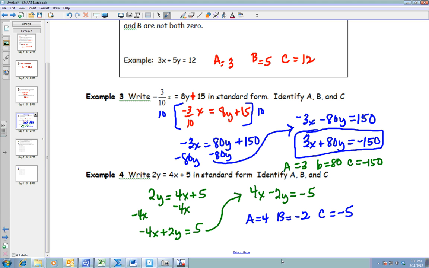Okay, so that's how we write something in standard form. All my x's and y's have to be on one side, the number without something on the other side, and then identify your a, b, and c.